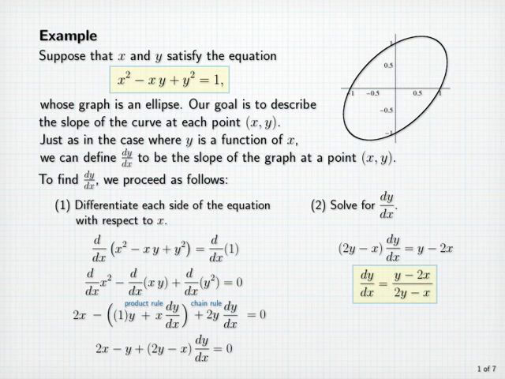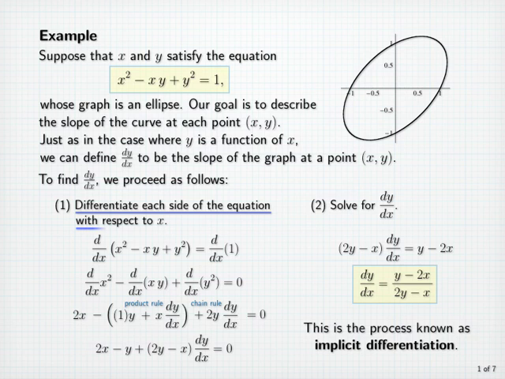This is the process known as implicit differentiation. The first step is to differentiate each side of the equation with respect to x, and then simply solve for dy/dx.